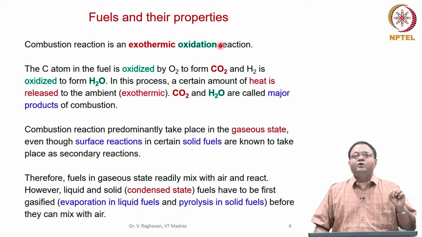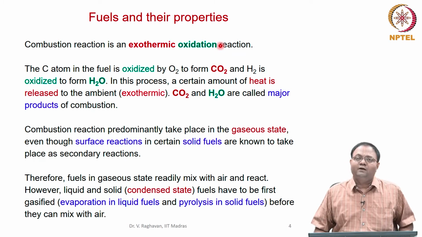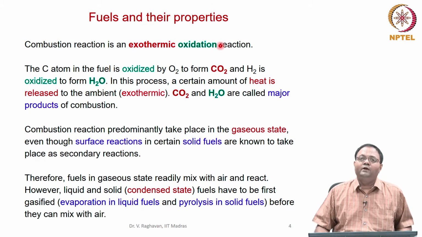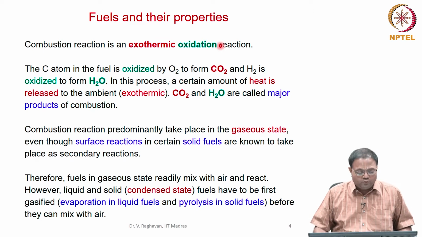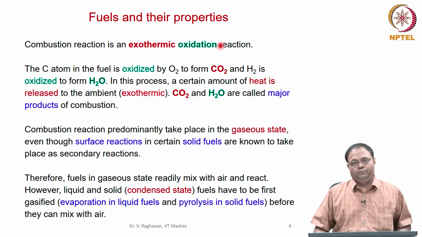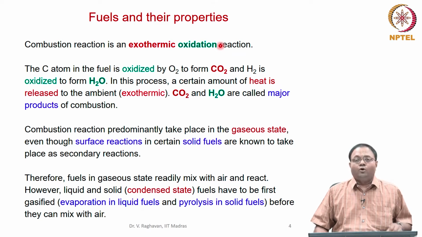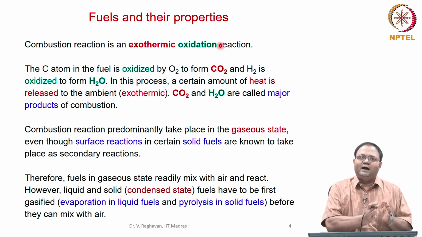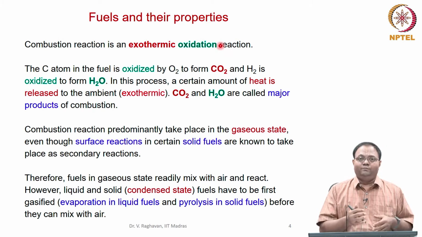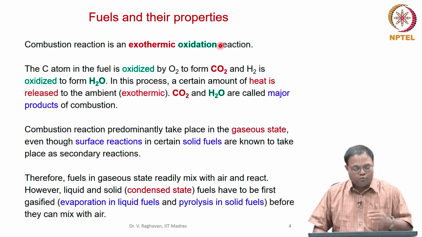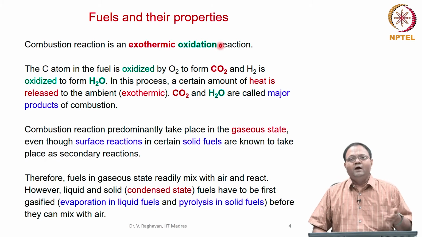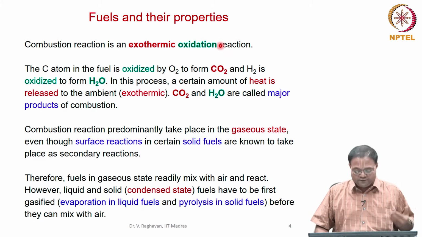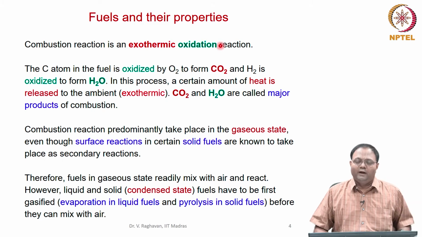Now when you oxidize these hydrocarbon fuels, the carbon atom in the fuel is oxidized by the oxygen to form carbon dioxide. Similarly, the hydrogen molecule is oxidized to form water vapor. Now heat is released when these products are formed. Why? Because the fuel and oxidizer, this reactant mixture, will have a higher energy level, and the products which are formed, CO2 and H2O, have a lower energy level, and this difference in the energy level is given out as heat. So we will see some examples also later for this.